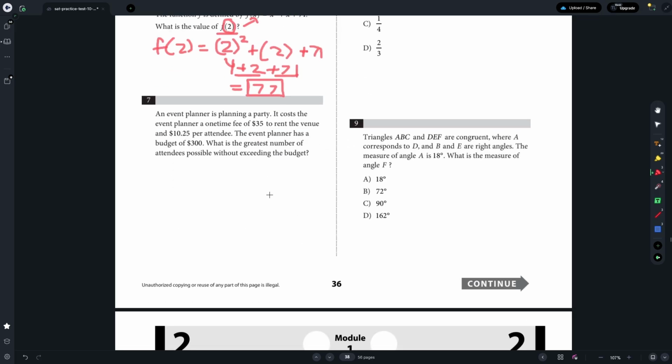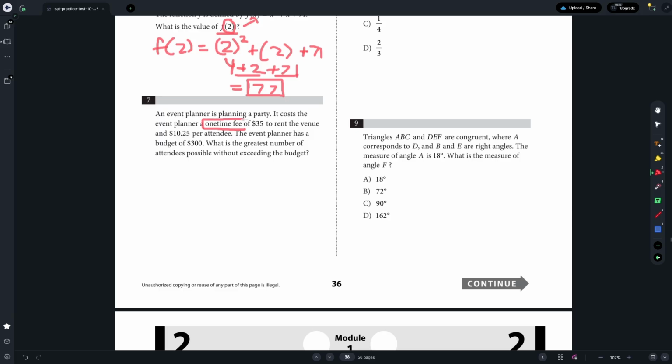Number 7. An event planner is planning a party. It costs the event planner a one-time fee of $35 to rent the venue and $10.25 per attendee. The event planner has a budget of $300. What is the greatest number of attendees possible without exceeding the budget? This question is similar to a question before. I don't remember which one, but it was the car one.